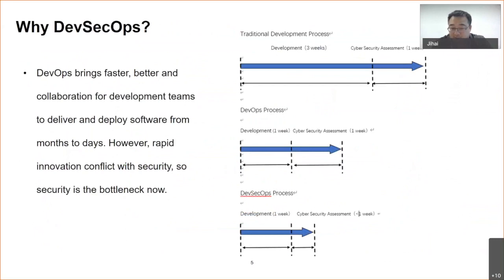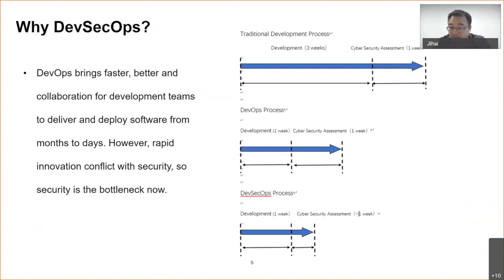DevSecOps tries to reduce the time for cybersecurity assessment, like the one at the bottom. If we can reduce this time, how can we make sure we can reduce it? Like we talked about before, we integrate tools to find vulnerabilities at an early stage for developers. We provide training for developers to have enough knowledge to fix these vulnerabilities.